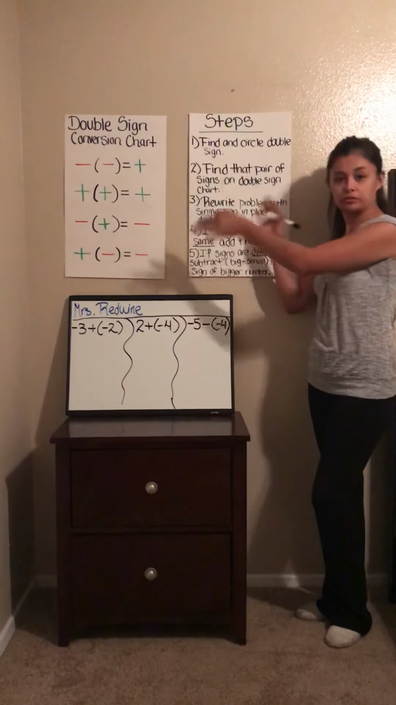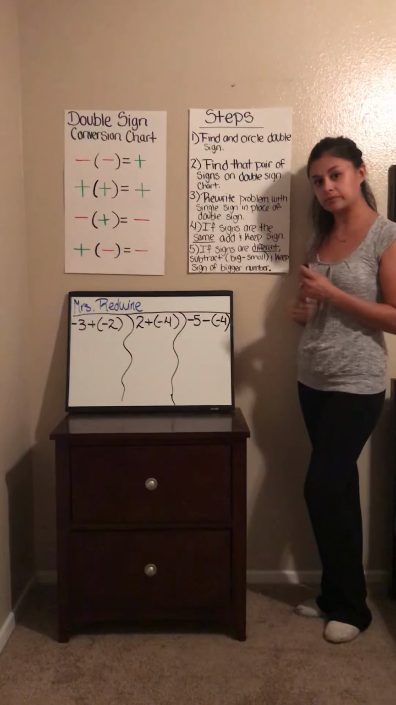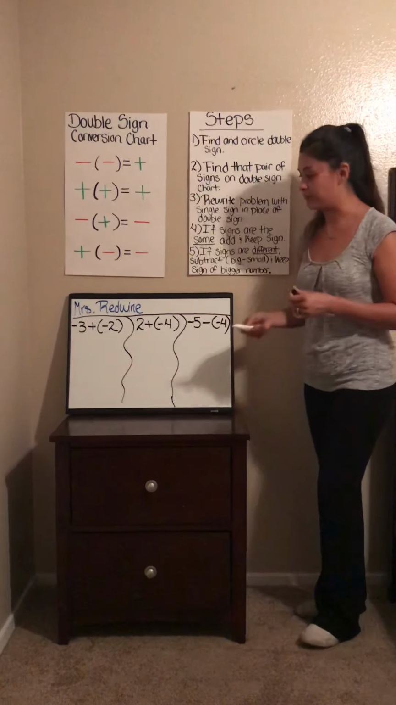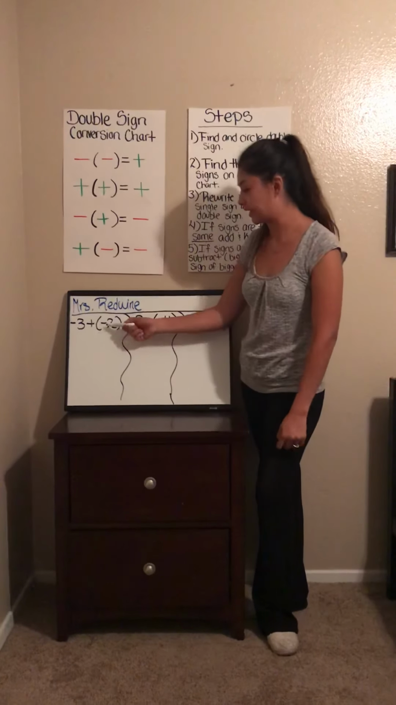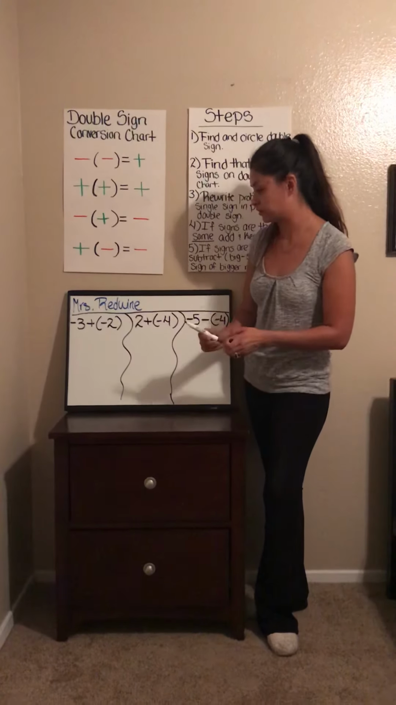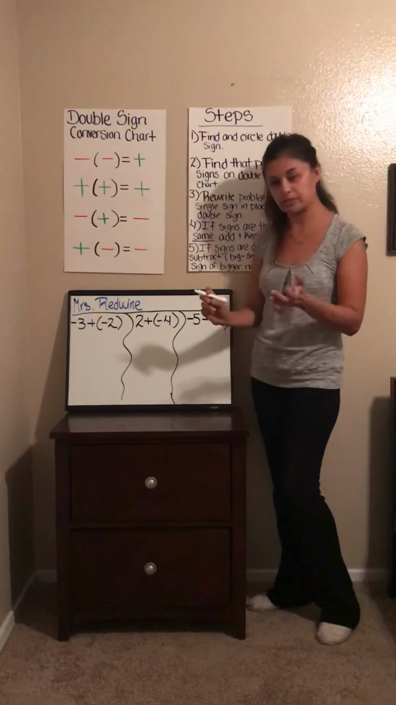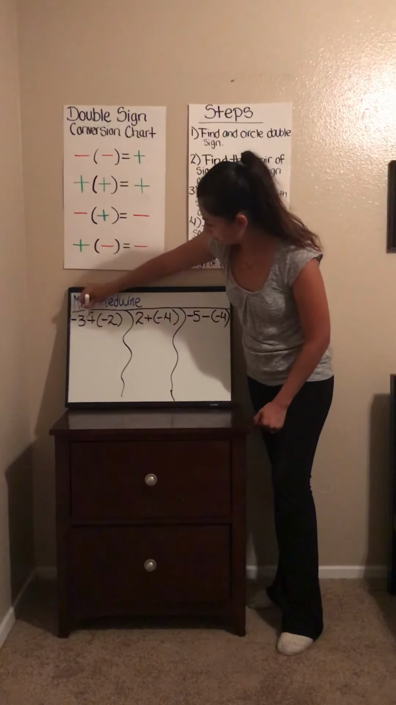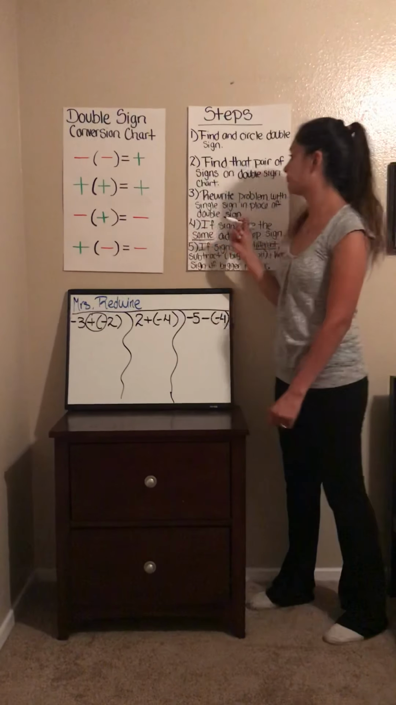So now that we have our rules and we have our chart, let's go ahead and try some of the practice problems that we have on the board, okay? First thing we have, negative 3 plus negative 2. Okay, so now we have to look. We have our double signs right here. Look at our steps. Find and circle the double signs. We already did that right here. We have step 1 out of the way.